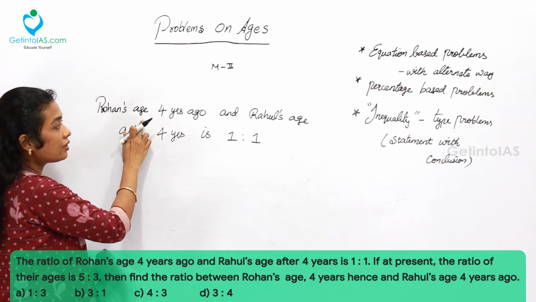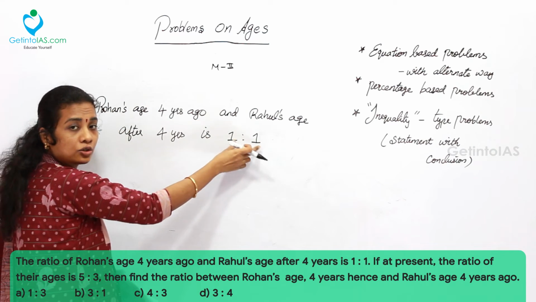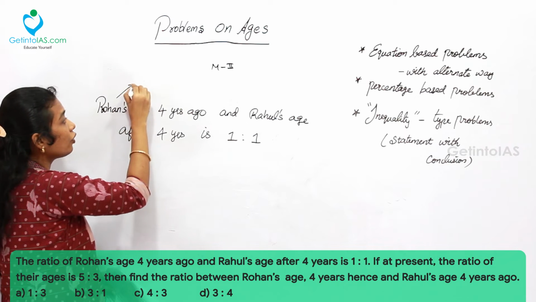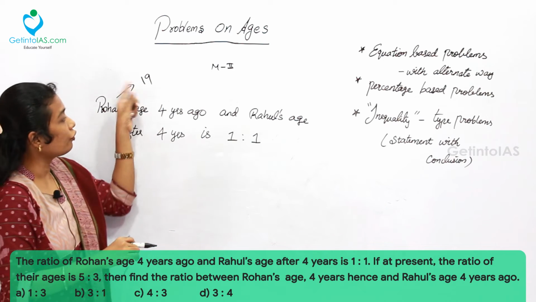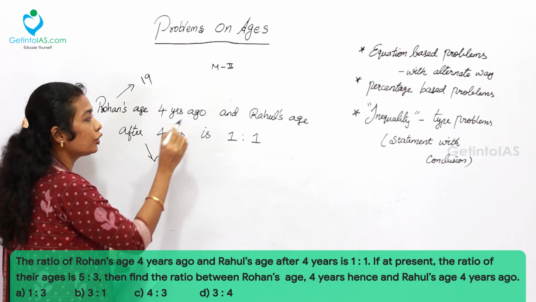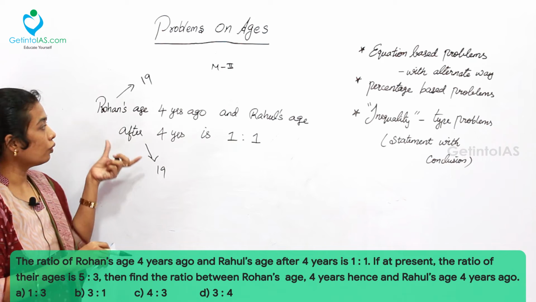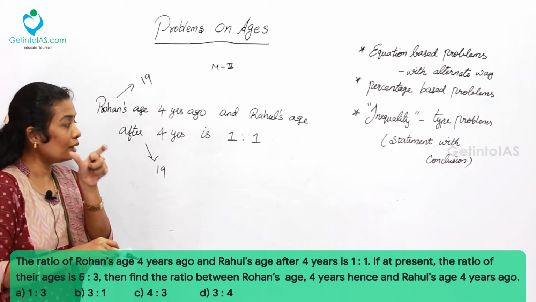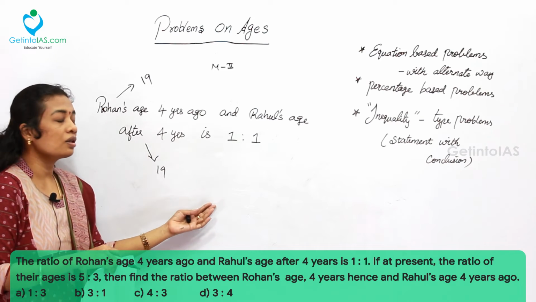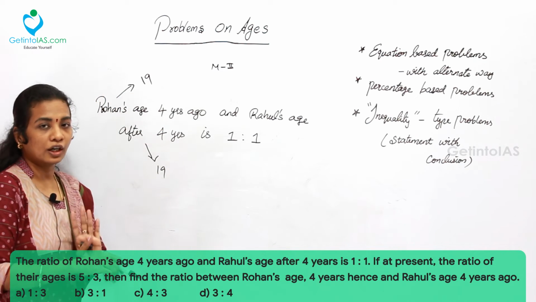Rohan's age 4 years ago and Rahul's age after 4 years is 1:1. That means at that time, say for example 19, the age of Rohan will be equal to Rahul's after this time. For this, you need to calculate the time in a correct manner. If you are able to do that, then answering this question is not difficult and there is no need to use method 1 at all.